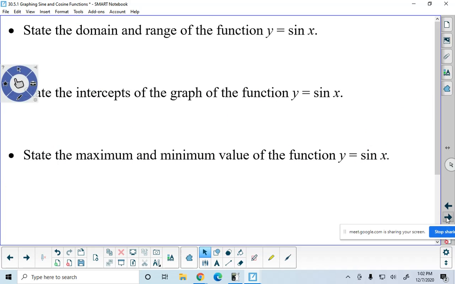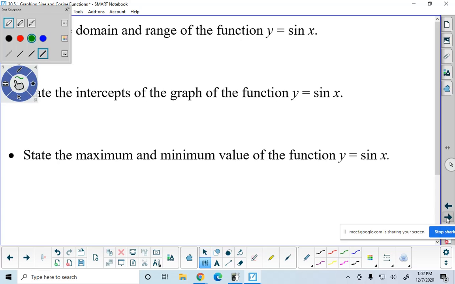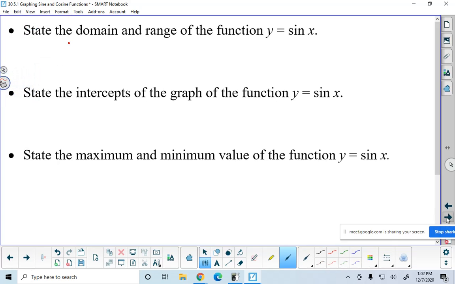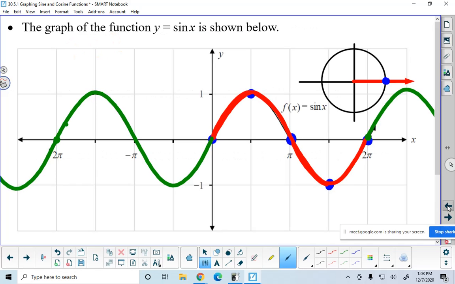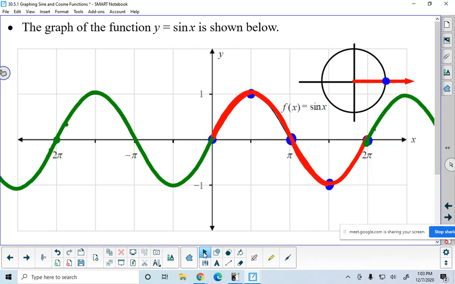Well, you can see on the graph that x is any real number. And when I go back to the graph, you can draw this in if you like, but what I'm drawing in is not actually part of the graph. It's just part of what I'm explaining to you.